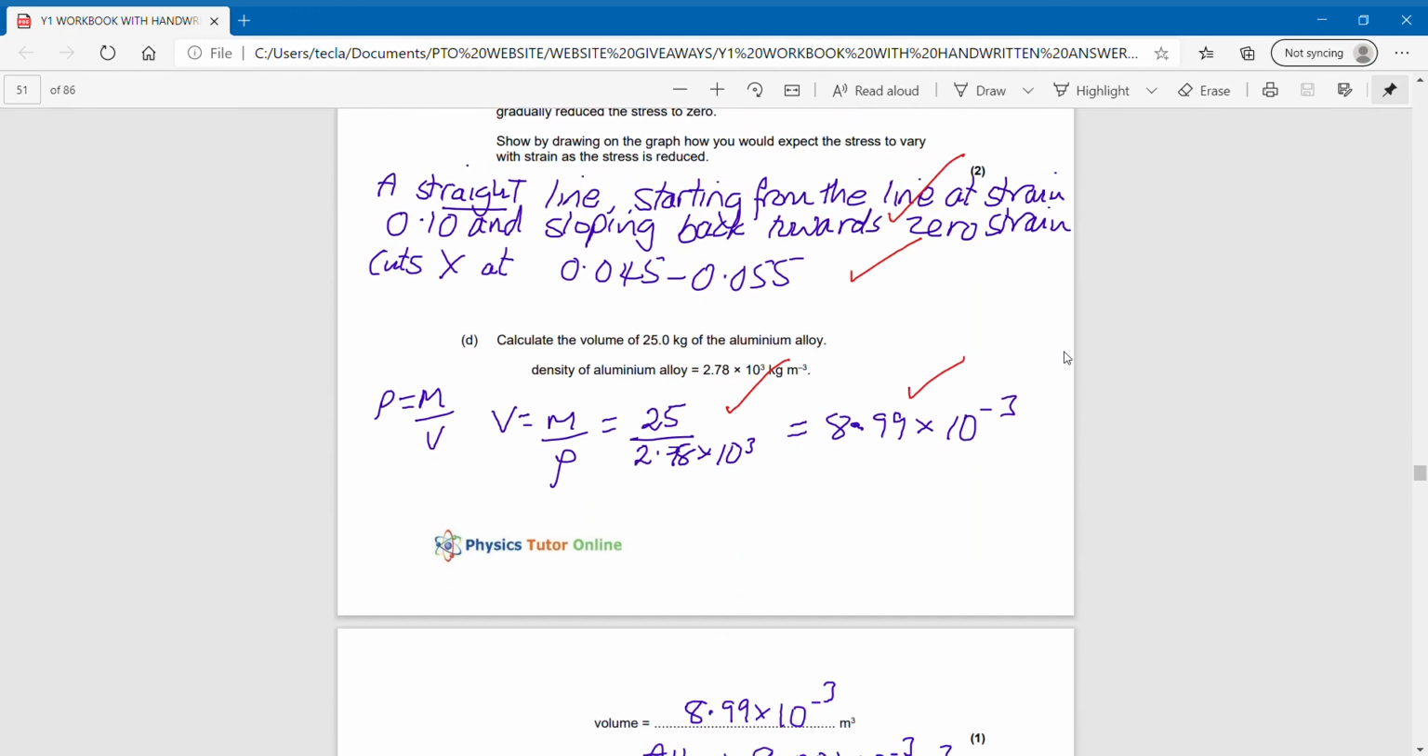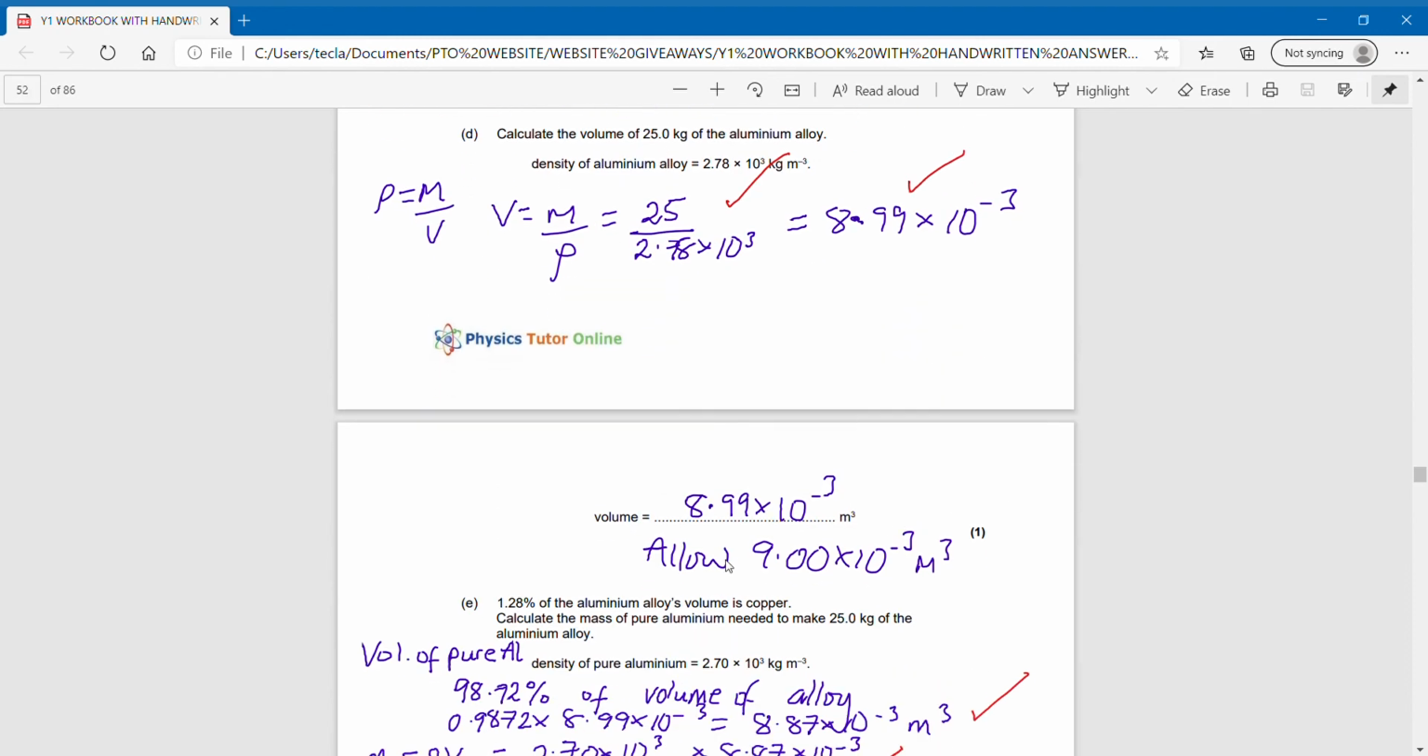Okay, part D. Calculate the volume of 25.0 kilograms of the aluminium alloy. You're given the density there. So that's just a case of doing a volume equals mass divided by density calculation. 25 divided by 2.78 times 10 to the 3 is equal to 8.99 times 10 to the minus 3 meters cubed. Allow 9.00 times 10 to the minus 3 meters cubed.